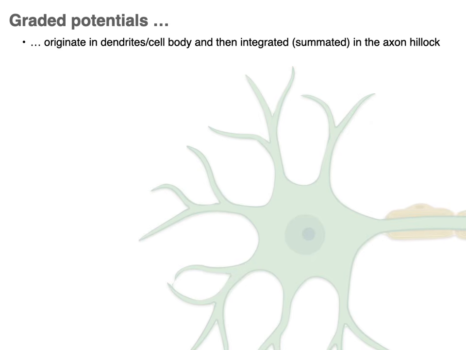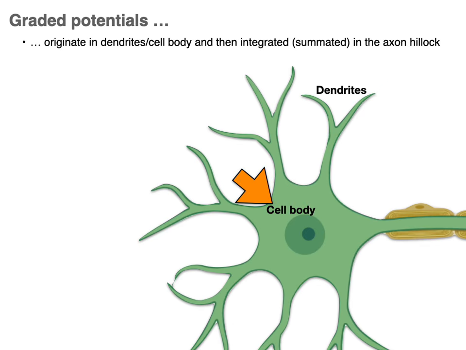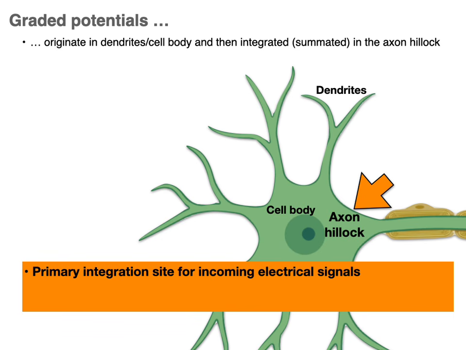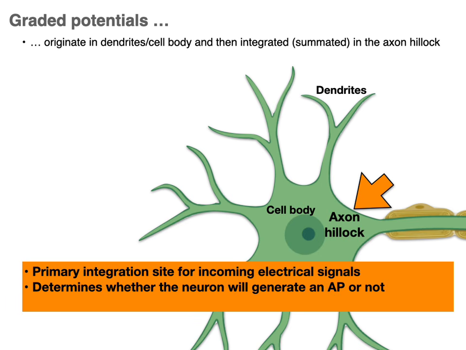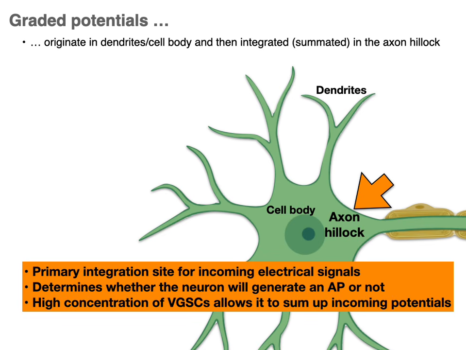Let's do that again with this picture. There are the dendrites, and there's the cell body, also known as the soma, and there's the axon hillock. This is the primary integration site for incoming electrical signals. The axon hillock determines whether the neuron will generate an action potential or not. It has a high concentration of voltage-gated sodium channels that allow it to sum up incoming potentials.